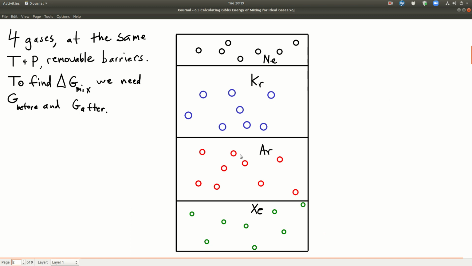So let's look at this picture. This is four containers of different volumes, four different gases, the whole thing at the same temperature and pressure. These barriers are removable, and we're going to eventually remove these and allow the gases to mix, but not yet. That's what we're talking about. To find delta G of mixing, we have to know the Gibbs energy before and the Gibbs energy after, and delta G of mixing will just be after minus before.